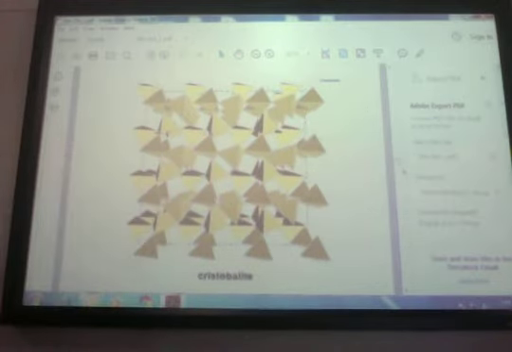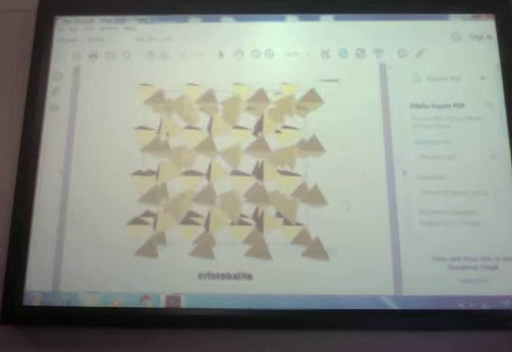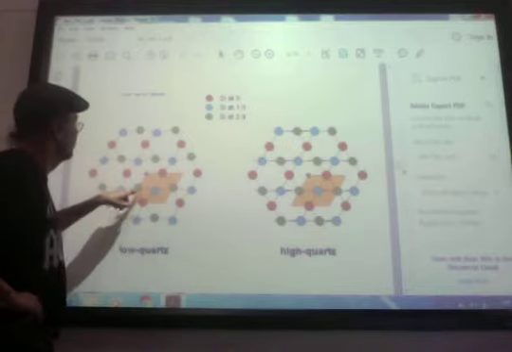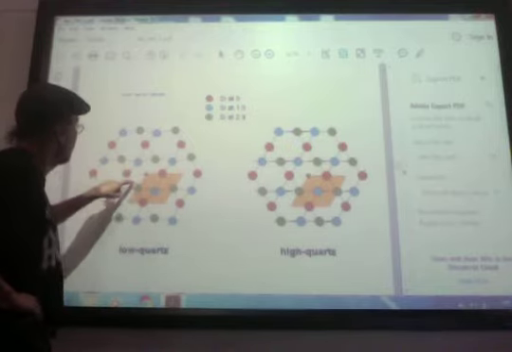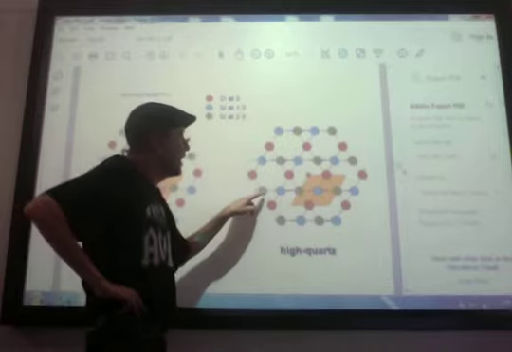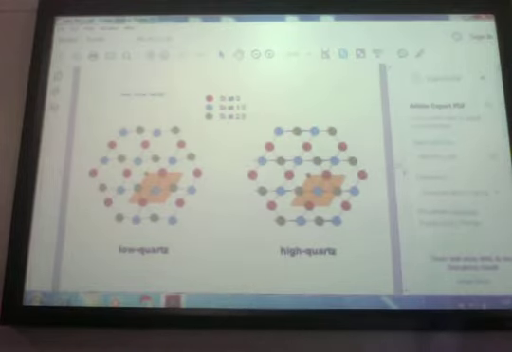But now I hope I have one where we can see the... Here we have the low quartz, which shows much more loose bonds, yeah. And here we have the high quartz, because there we are increasing the pressure and the temperature.